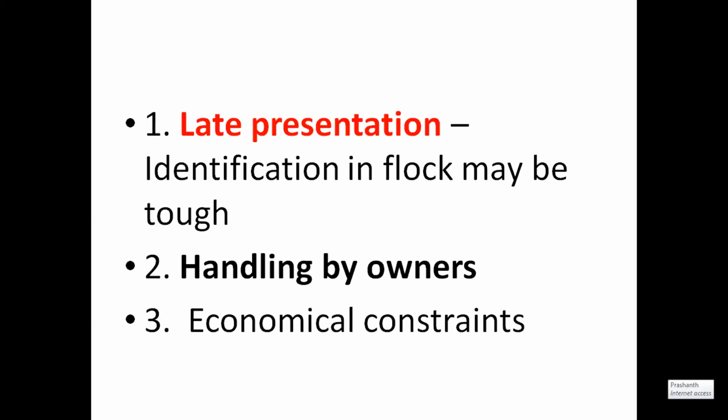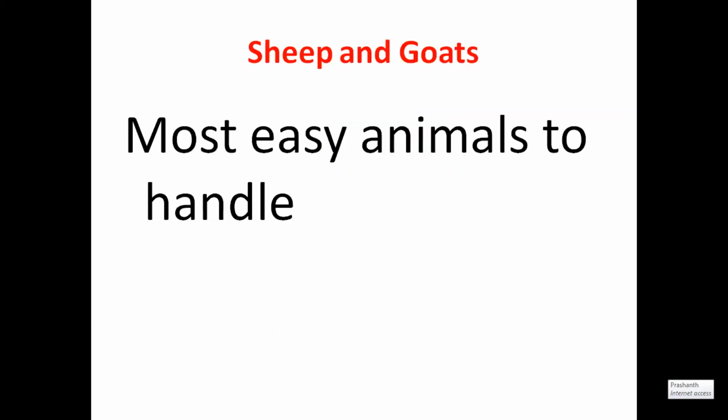And there are so many economic constraints too. When we are treating, economic constraint is a very important thing, since the majority of the owners will not be ready for surgeries. They will just sell the animal, and they will not allow their animals to be operated. So because of all these, dystocia in sheep and goats is challenging.